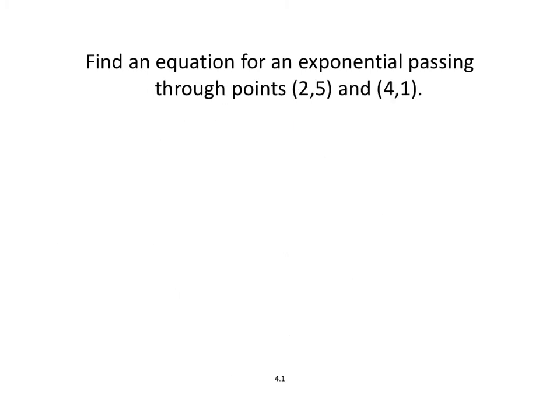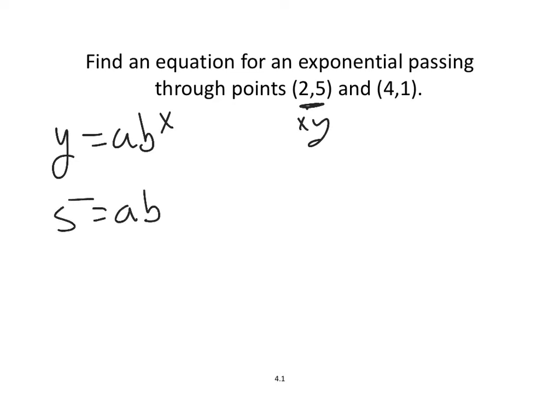So what's different about this one is I don't have a y-intercept. So I'm going to initially set this up. I'm going to say y equals a b to the x. So I'm going to substitute in x and y. So 5 equals, I don't know what a is, I don't know what b is, but I know x is 2. And for this other one, I know y is 1 equals a times b to the 4th.